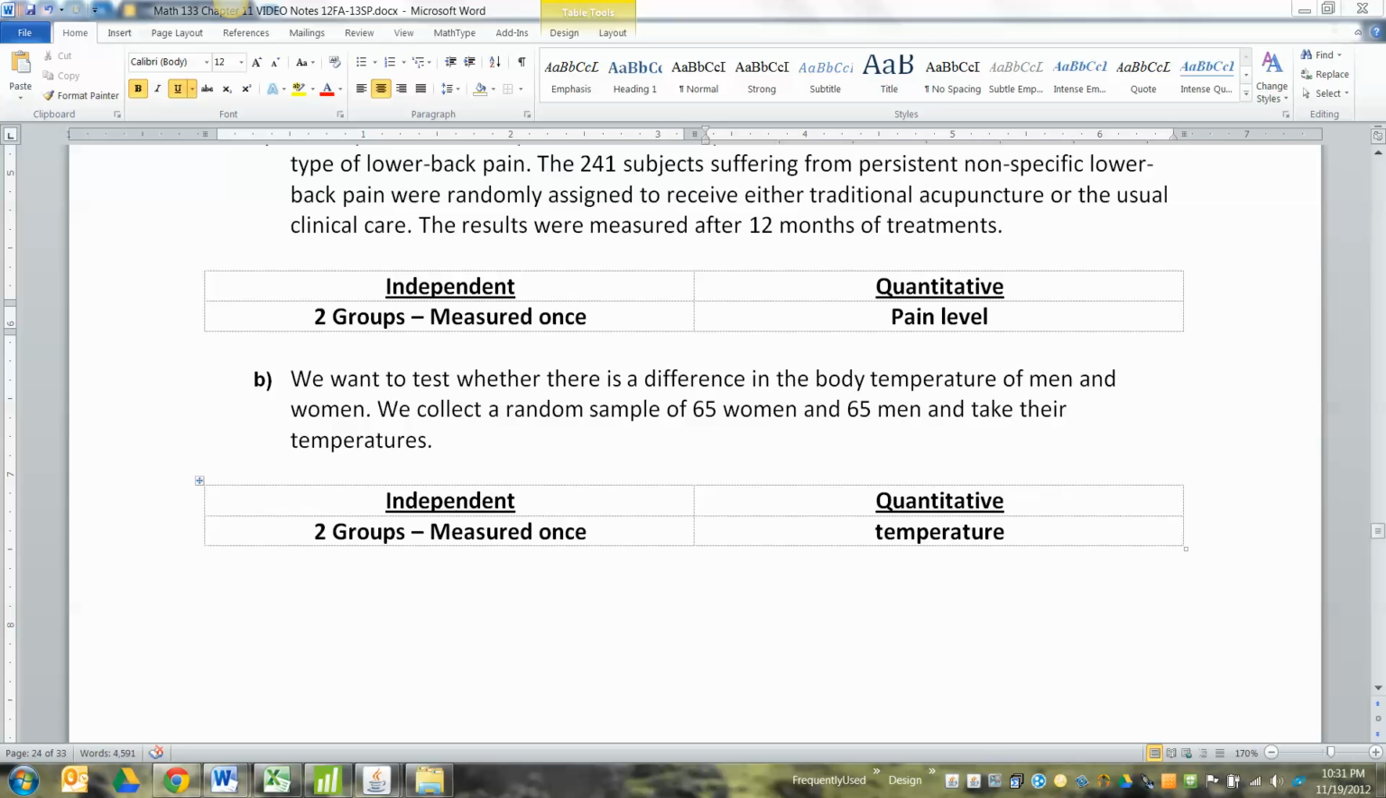I mean, you meet somebody on the street, you ask them to put a thermometer in their mouth, it doesn't exactly have any bearing on the next person, right? All right, so that would be independent, two groups measured once, and it's quantitative for sure. It's temperature. Temperature is a quantitative variable. It's quantitative, it's continuous, and it's interval measurement, if you want to recall all that from chapter 1.